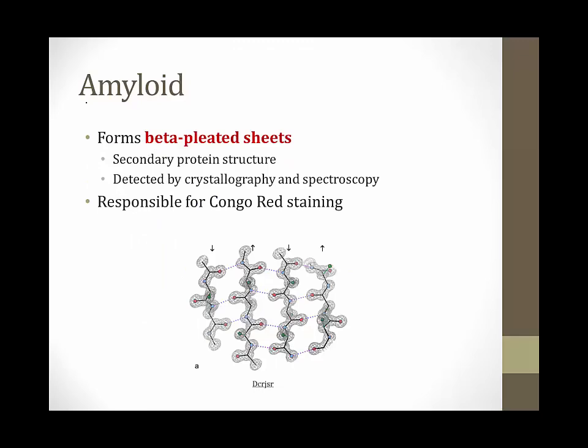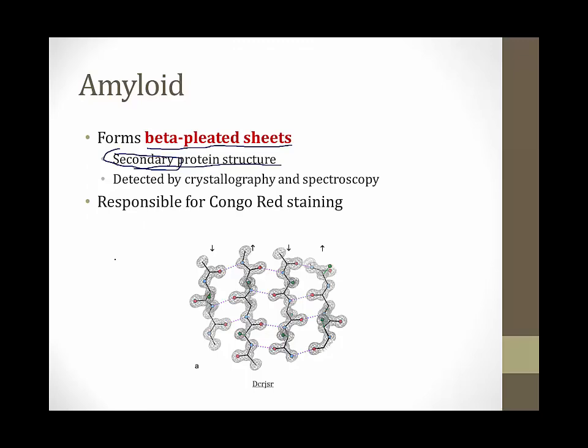Another feature of all amyloid collections of proteins is that the proteins will form beta-pleated sheets. A beta-pleated sheet is a secondary protein structure. By way of review, the primary structure of proteins is its amino acid sequence. The secondary structure of proteins is the folding or twisting of the chains of amino acids. So the secondary protein structure of amyloid is that it forms what's known as beta-pleated sheets.